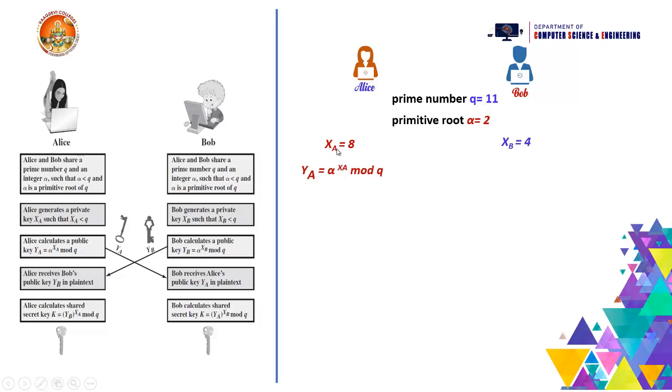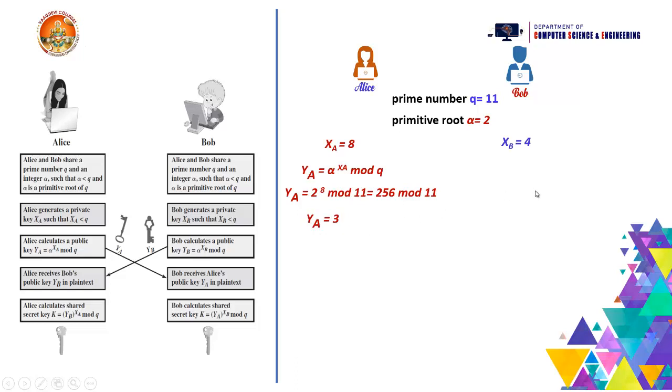By using this private key and prime number and primitive root, Alice calculates public key YA equals alpha to the power of XA mod Q. So alpha is 2, XA is 8: 2 to the power of 8 mod prime number 11. So 2 to the power of 8 is 256 mod 11. The result is 3. Now the public key of Alice is 3.